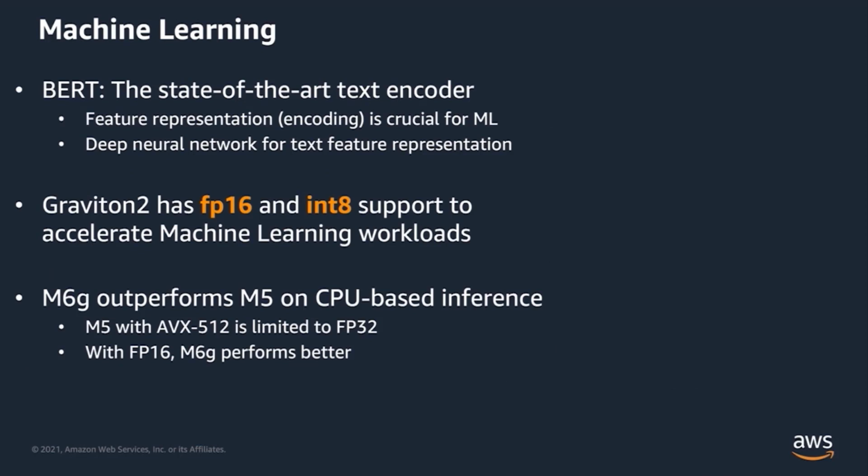Even in machine learning, we see performance gains from the Graviton2 processor. In this case, we use BERT, which is a state-of-the-art encoder for text and text feature representation. Good performance in this particular workload type is crucial for successful machine learning workload performance. The Graviton2 processor has specific instruction sets to support machine learning workload acceleration. In this particular example, the M6g outperforms the M5 in CPU-based inference workloads and demonstrates a 28% lower latency than M5.